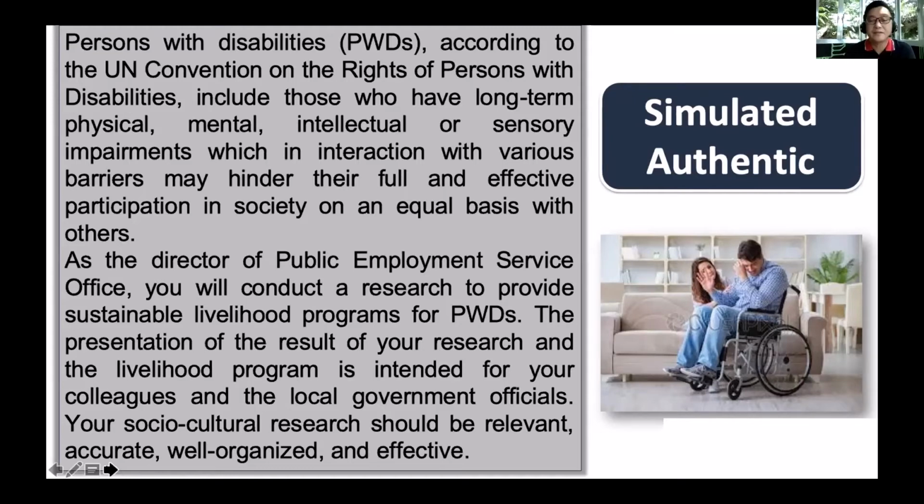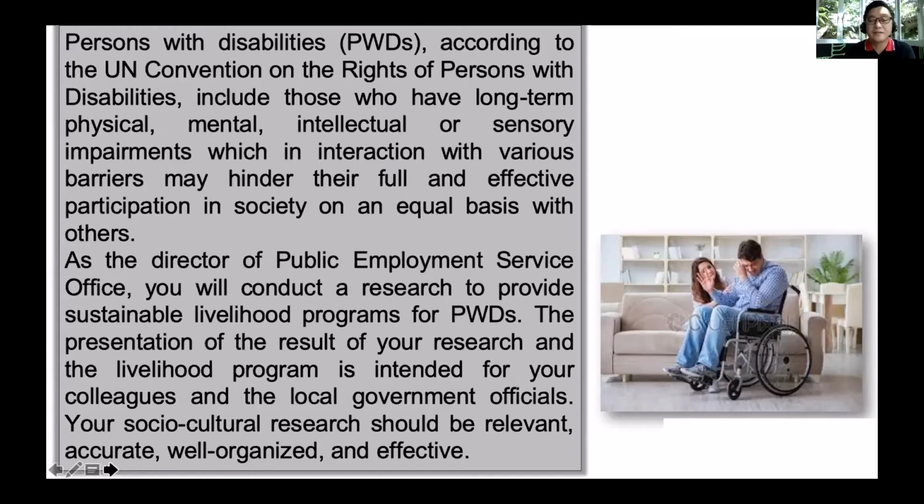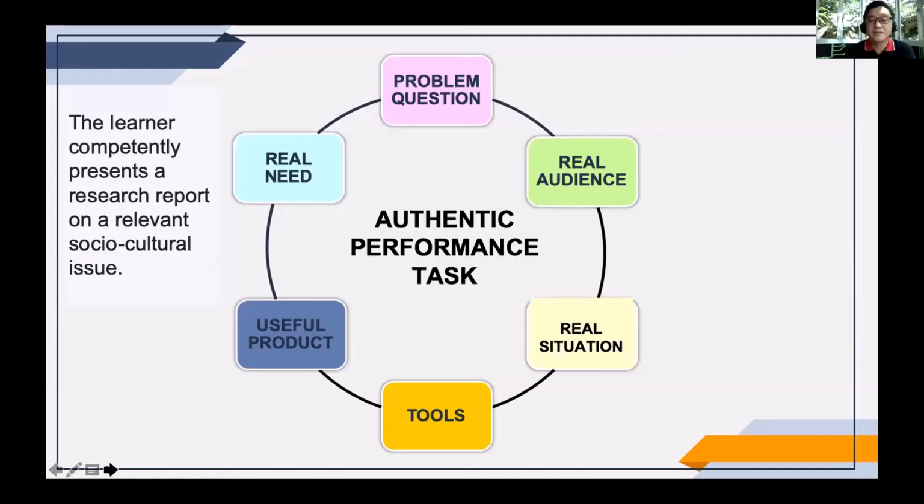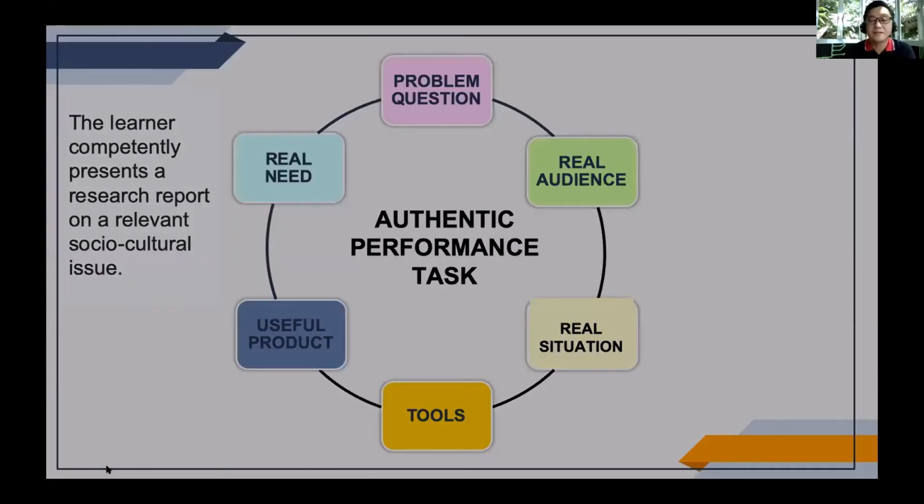And if you will walk through again all those elements, which I'd like to go back to a bit, you will find that all of these are mentioned there, except that in this case there is probably not a real audience. It just simply says the presentation of the result of your research and the livelihood program is intended for your colleagues and the local government officials. So this is an example of a simulated authentic task.